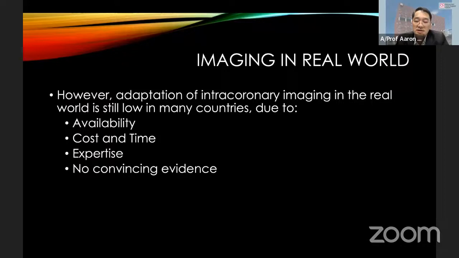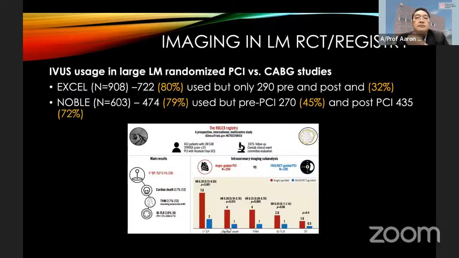intravascular imaging is beneficial. Even in the large left main randomized trials of PCI versus CABG, in the EXCEL, not all of the patients actually had pre and post intravascular imaging, and NOBLE trial as well. And the ROLEX trial is mentioned by Goran. Unfortunately, this is not a randomized trial of angio-guided versus image-guided PCI.